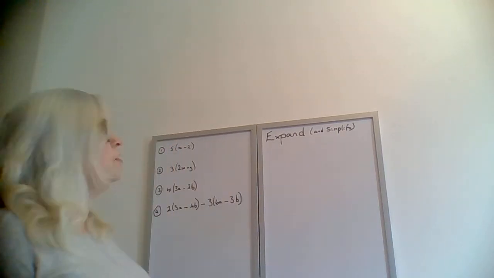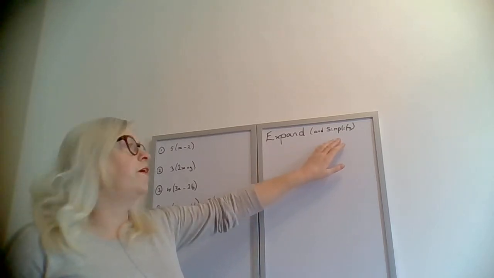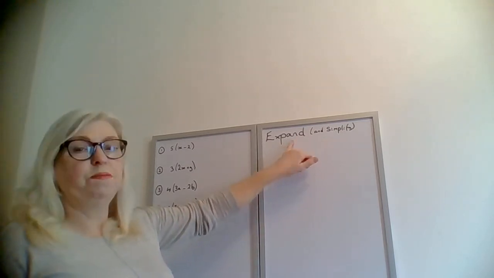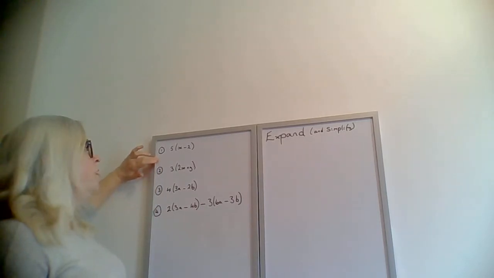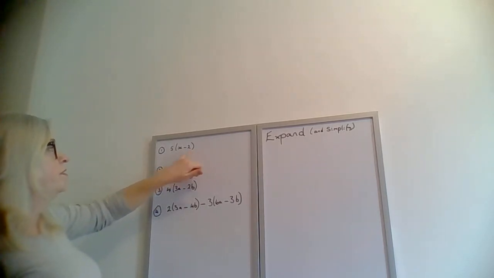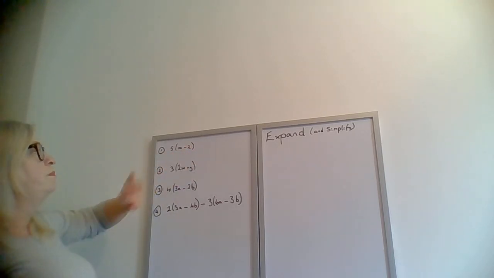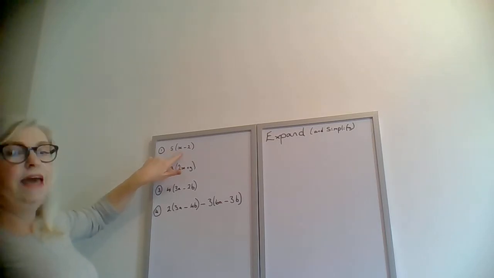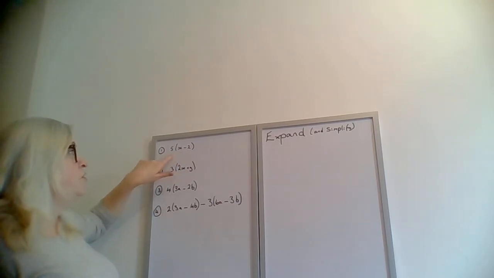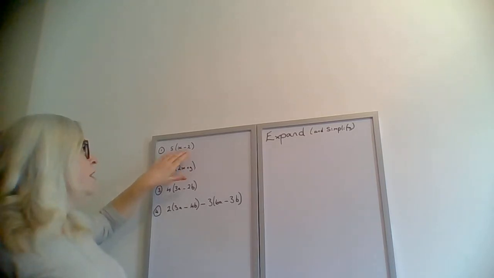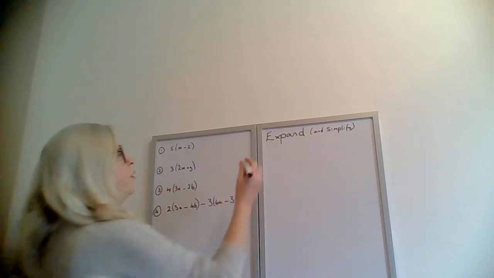Hello, so what we're going to look at now is expanding and, sometimes when it's needed, simplifying. When they talk about expanding, we're talking about algebra where we've got brackets involved. This 5, open brackets, x minus 2, close brackets, means 5 times everything inside the brackets. So what we're going to do is actually do that multiplication and then see what we've got, and we'll have that over here.